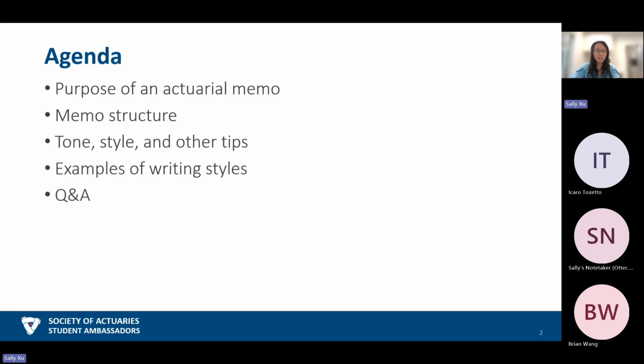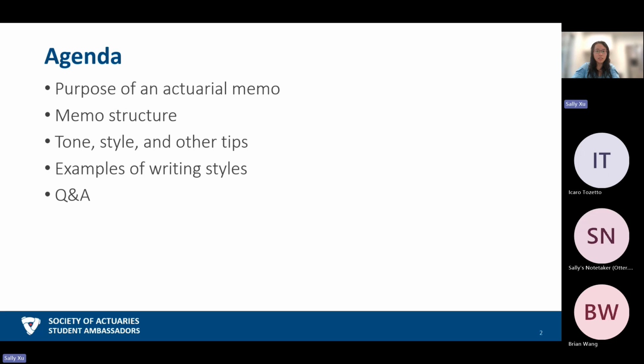So let's go ahead and get started. Today's workshop, we're focusing on how to write a strong, effective actuarial memo. And in my opinion, this is a really essential skill that every actuary and actuarial student should master fairly early in your career. And if you are going to complete the final project for the accelerated workshop, this will come in handy too in preparing to write that final memo.